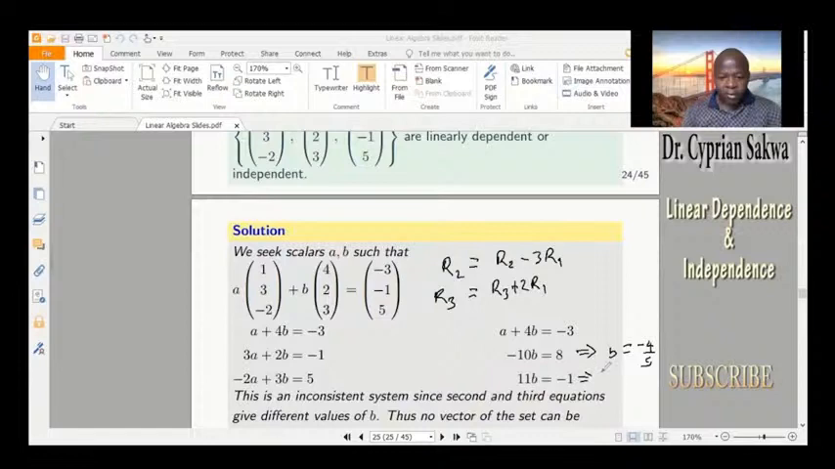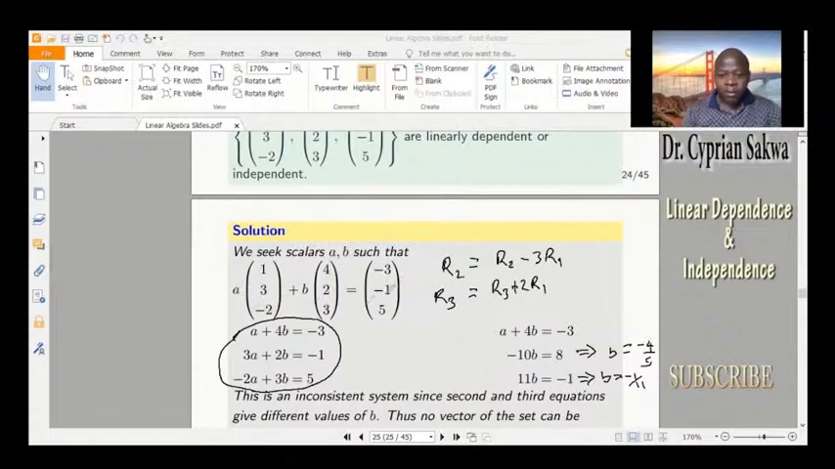And again, we will find that b has a different value here. It will be negative 1 over 11. So it's not possible that the same b would have two different solutions. So that therefore means that this system has no solution. That we cannot get scalars a and b such that a times this plus b times this will give us that. So a and b do not exist.